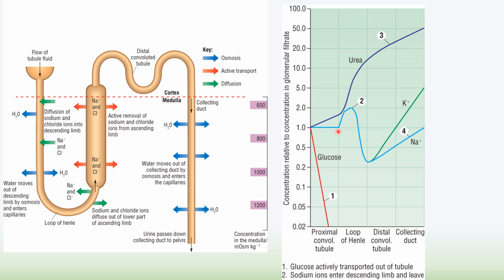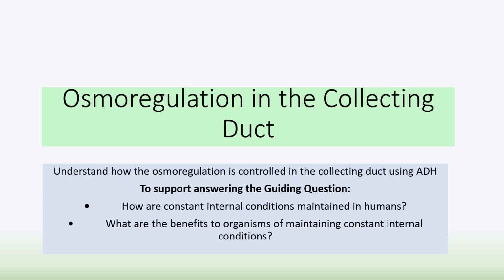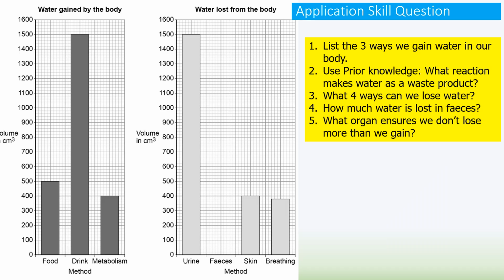Sodium levels then in the loop of Henle increase as you go down the descending limb, because remember they're selectively reabsorbed back, they're diffused back in, but then it decreases as they're actively pumped out of the loop of Henle. And then as water is lost, the concentration increases as a result because there's less water, of both sodium and potassium in the tubule. And then that affects the water potential in the surrounding tubule.